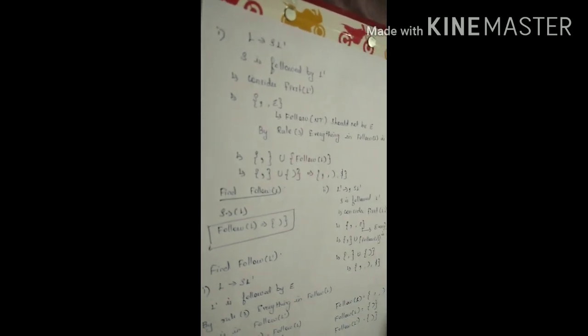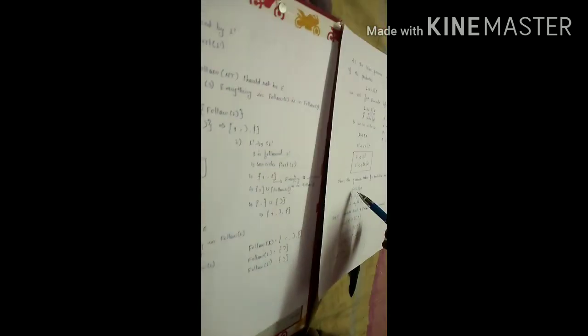To find the follow function, we'll consider the productions one by one. We'll start with the start symbol. What is the start symbol here? Here S is the start symbol. So first we need to find follow of S.